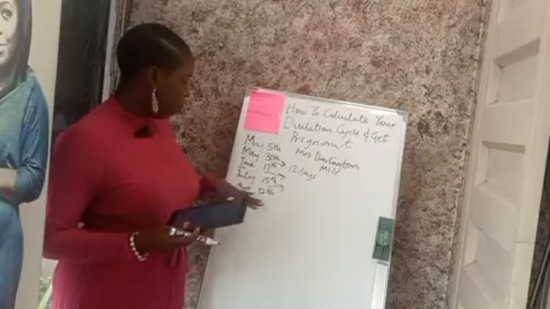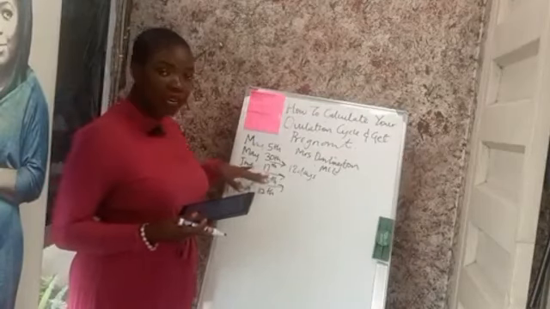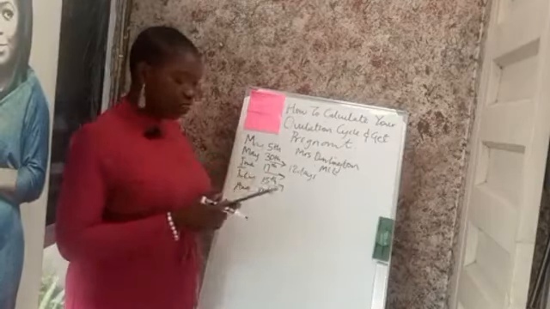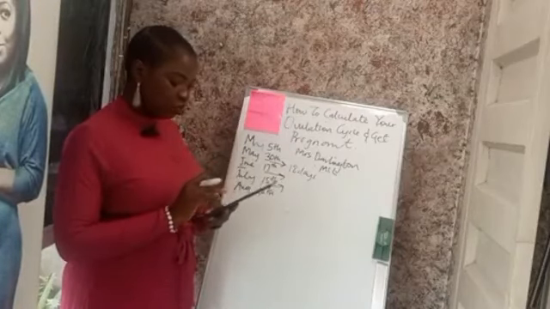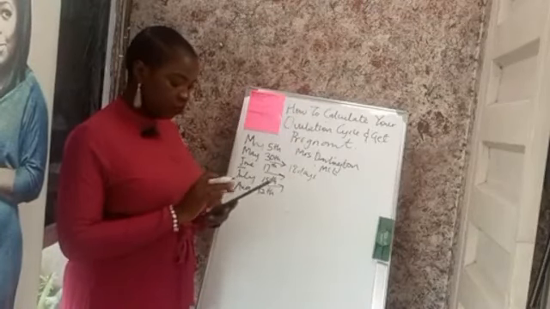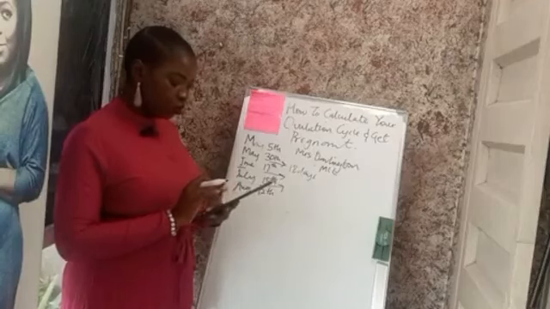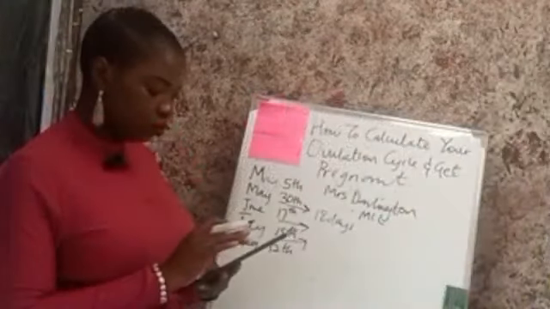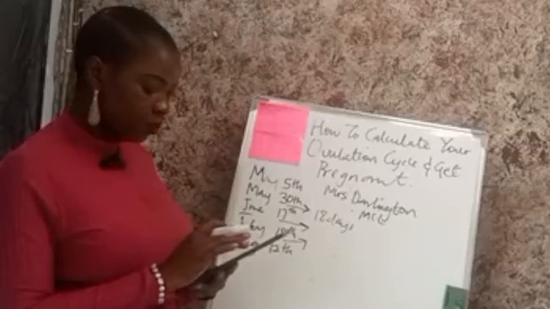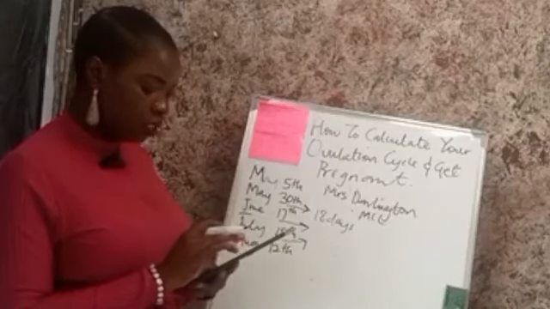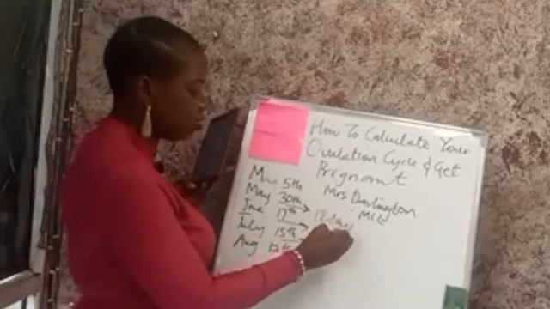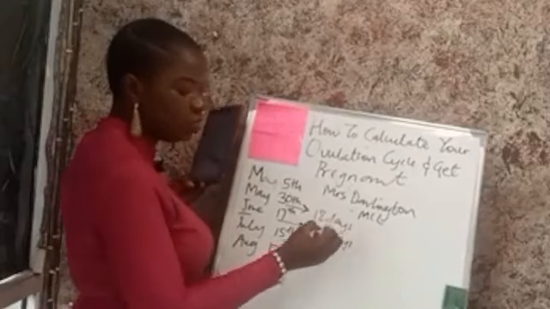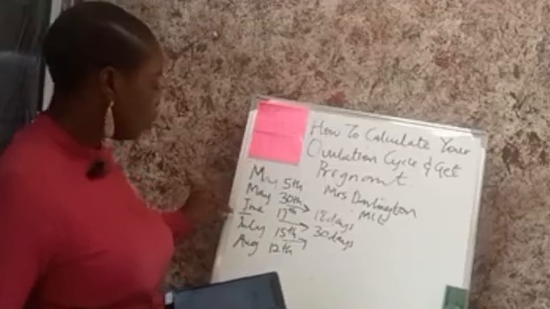So let's move on. Then we are looking at June 17th to July 15th. Let's move on. This is 1, 2, 3, 4, 28, 29, 30. So this took 30 days. She had a 30-day cycle from this month to this month.